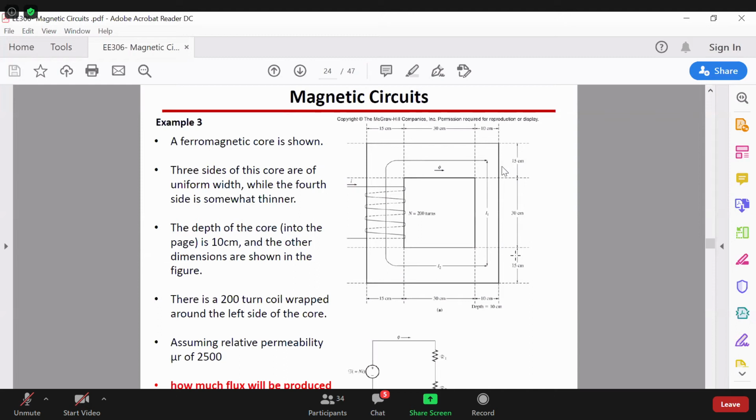Which is the example 3. I think we already solved this and discussed how we can find all the dimensions, if you remember, right? Did we finish the solution for this problem?